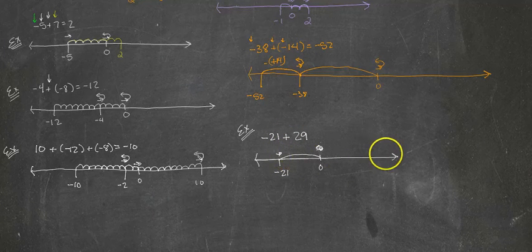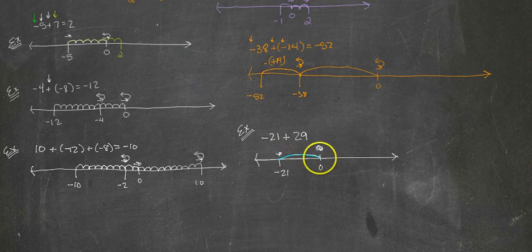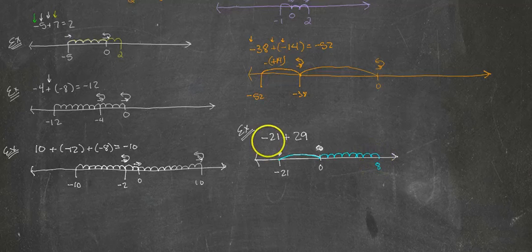Now I'm going to go 29 in this direction, but notice what happens. Going 29 in this direction, well, 21 of those just takes me to 0. So when I go back to 0, I've gone 21 steps, 22, 23, 24, 25, 26, 27, 28, 29. So where am I? 1, 2, 3, 4, 5, 6, 7, 8. So -21 plus 29 equals 8.